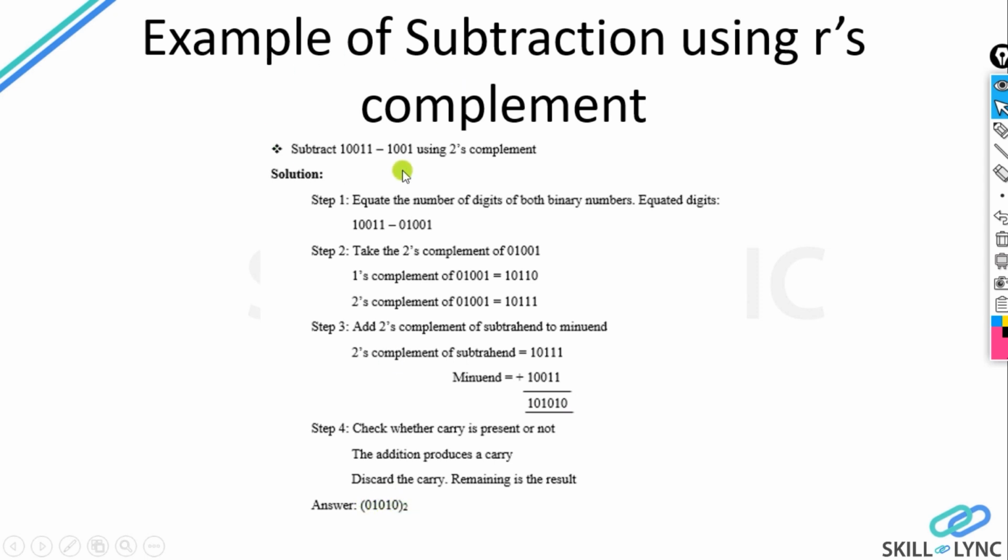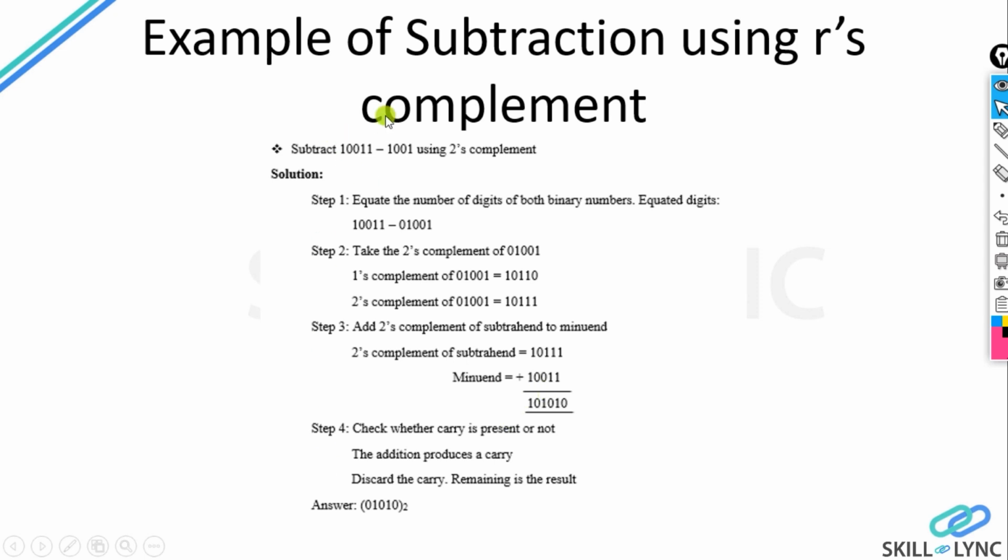So what I did, again just a recap of how to proceed. First of all, equate the number of digits on both sides. How to equate the number of digits? Just put zeros. Then take the 2's complement of the second number. Then add to the first. If carry is there, discard the carry. If carry is not there, take again the 2's complement of the result and put a negative sign.